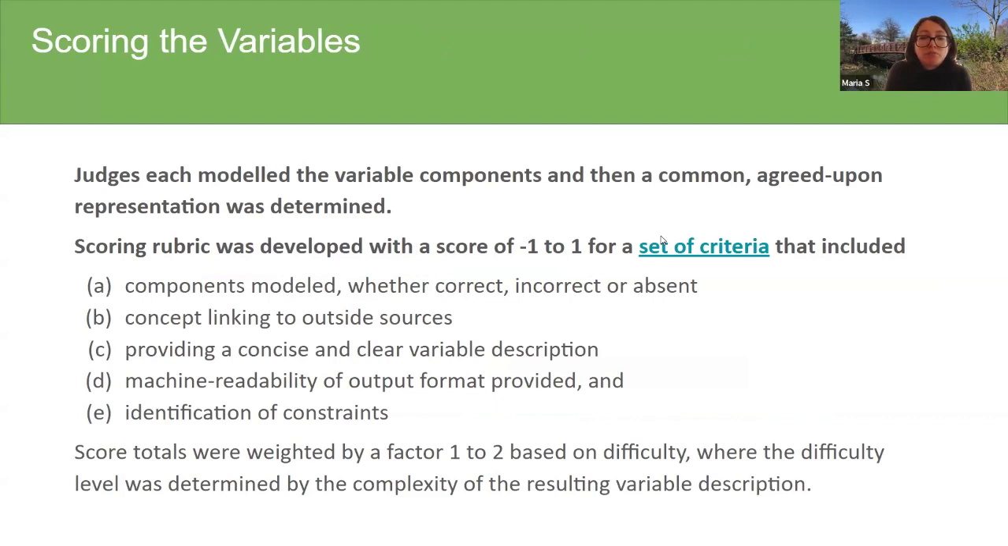And this is a snapshot of, as Barbara touched on earlier as well, the scoring rubric for each of the variables. It was based on 5 components: how the components were modeled, whether the components were accurately linked to outside sources, providing a concise and clear variable description, the machine readability of the output, and whether or not constraints were identified. Each of these had different scoring elements within those categories. The scoring was on a scale of -1 to 1, and then based on the difficulty of each variable, it was weighted by a factor of somewhere between 1 and 2.